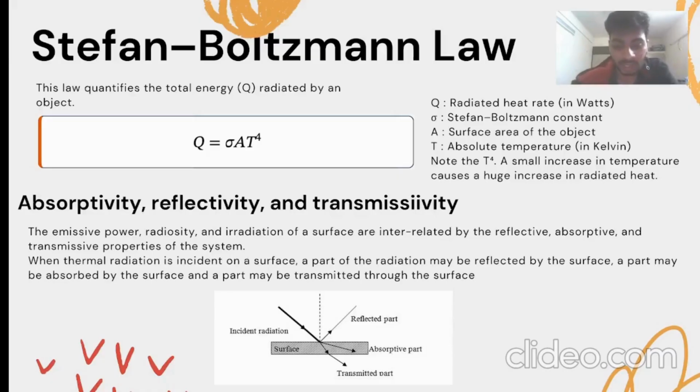Absorptivity, reflectivity, and transmissivity. When radiation strikes a surface, it is partially absorbed, partially reflected, and partially transmitted. These are defined by absorptivity, reflectivity, and transmissivity. For most of the solids that we will encounter, transmission is almost zero, so absorption and reflection dominate. The image here shows an incident ray dividing into three parts: absorbed, reflected, and transmitted.